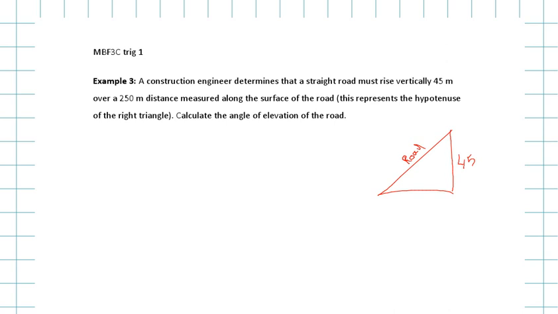And it tells you that over a 250 meter distance measured along the surface of the road, it gave you the hint that this represents the hypotenuse. So where would I put my 250? What side is 250? The road. The road.